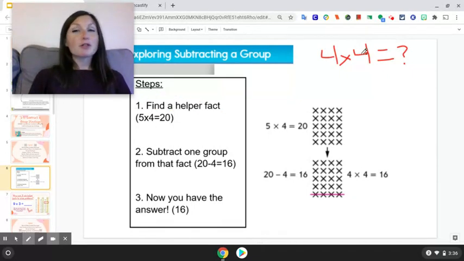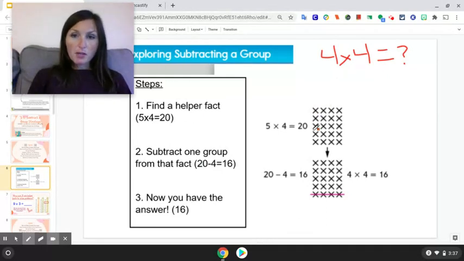I don't know what 4 times 4 is. I don't know 3 times 4, but I do know 5 times 4. So 5 times 4 equals 20, right? Now 5 is bigger than 4, so I have to take one of the groups away.